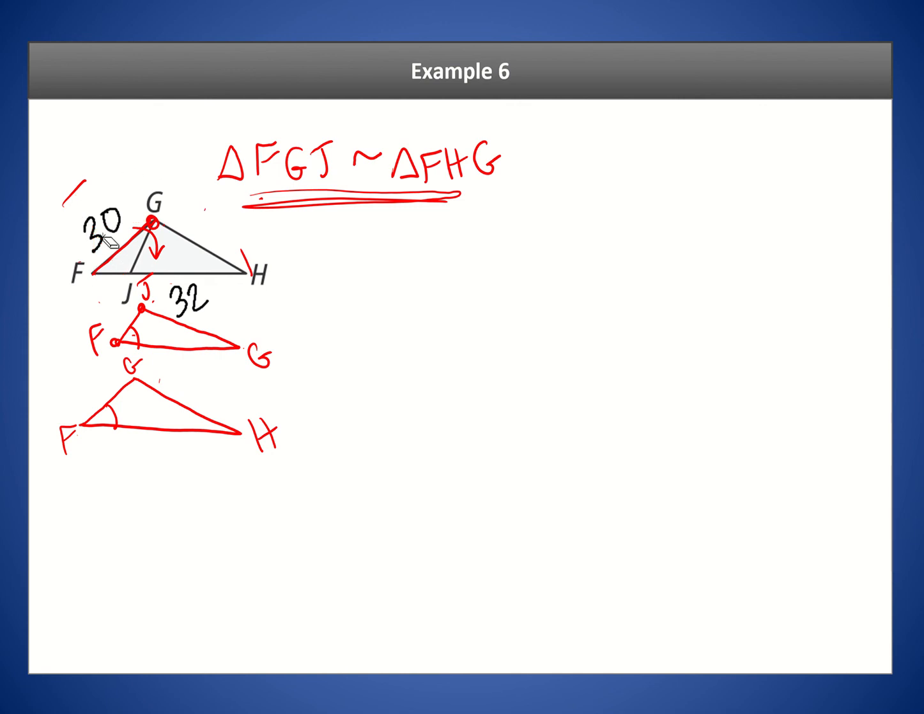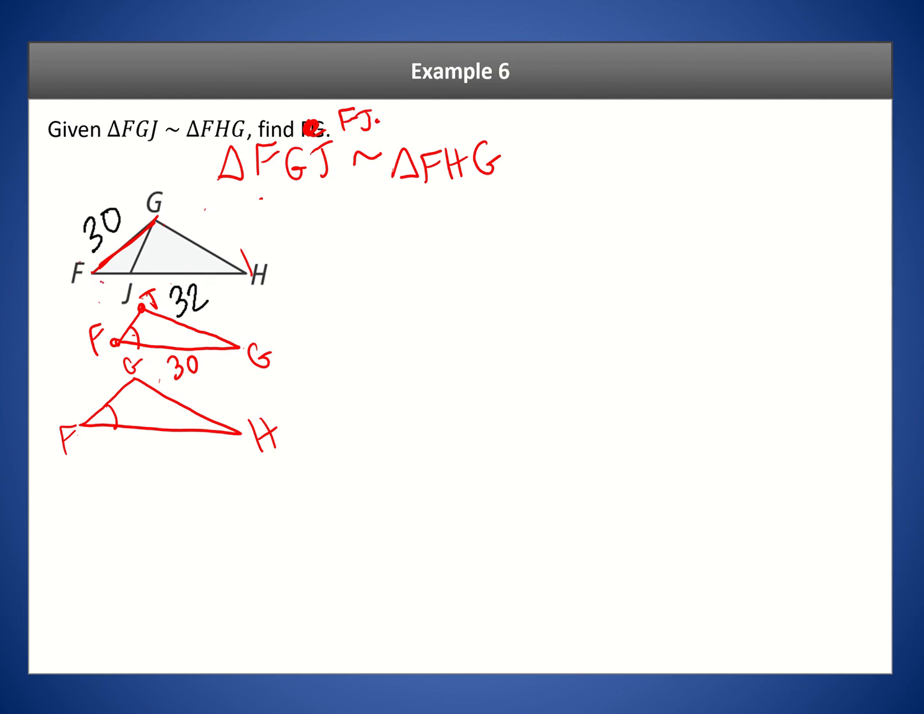All right, so now that we established that those triangles are similar, we can use the similarity statement to help us here, or we can use the diagram. This FG is actually 30, and we're trying to look for FJ, so we'll call this X.